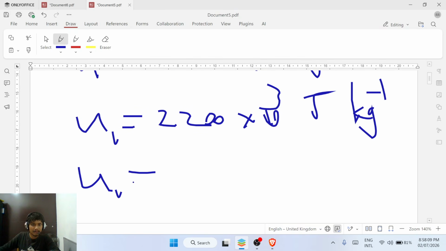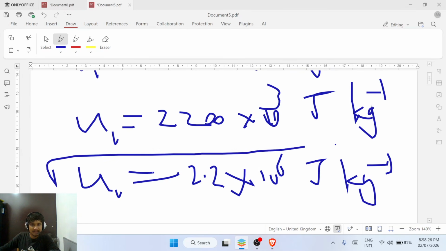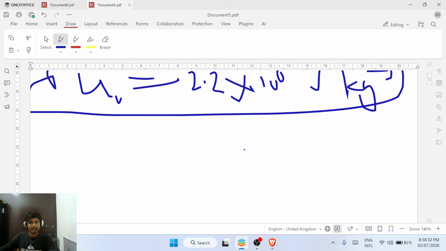Therefore U1 is equal to 2.2 into 10 to the power 6 joule per kilogram. We write it in scientific notation: 2.2 into 10 to the power 6 joule per kilogram.